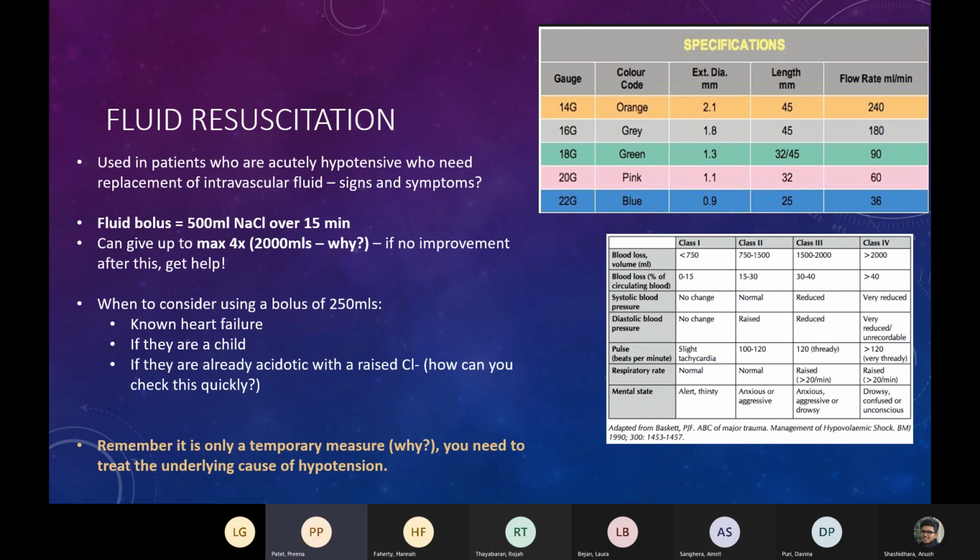If they're at all sensitive to being fluid overloaded, so heart, then you shouldn't give them 500 mils in one go. If they're a child and if they're already acidotic with a raised chloride, you want to be careful how much sodium chloride you give them and get hyperchloremic acidosis. Does anyone know a really quick way to check someone's chloride clinically?